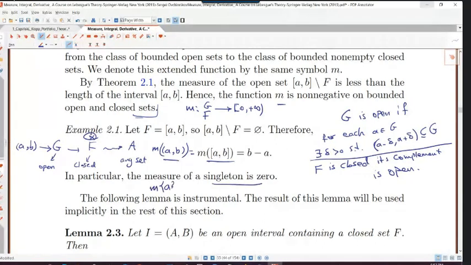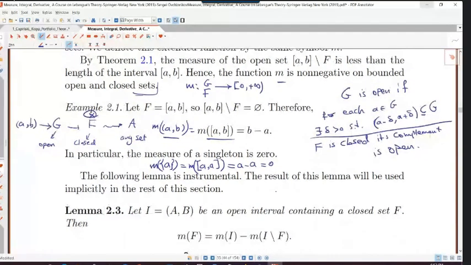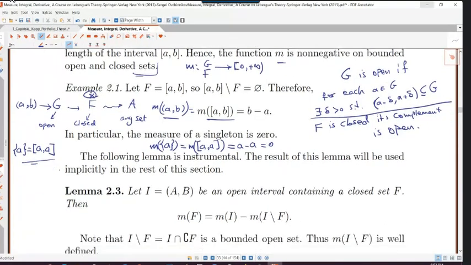M of a singleton is M of this closed interval, and it is A minus A, which is equal to 0. Can you repeat, Doctor, for the singleton? Yes, every singleton {A} can be written as a closed interval [A, A]. Now, the measure of {A} equals the length of this interval. The length is 0. Okay? Yes.